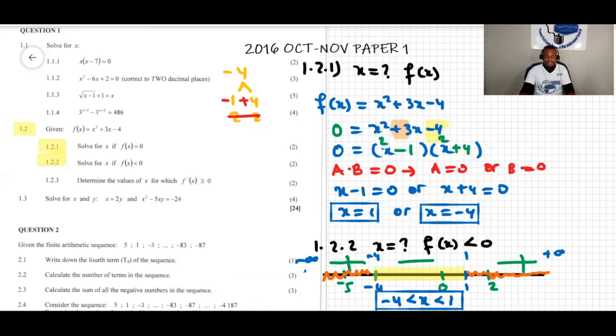This is the solution. If x is in this interval, f of x will be less than 0.